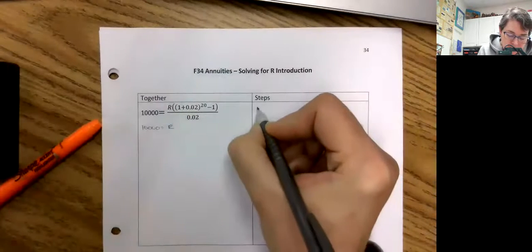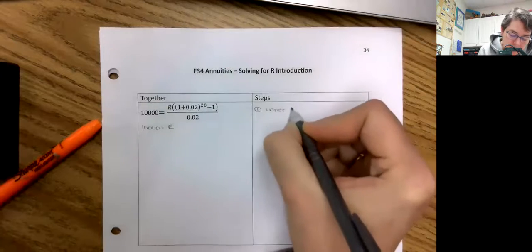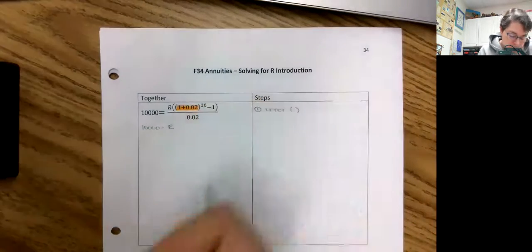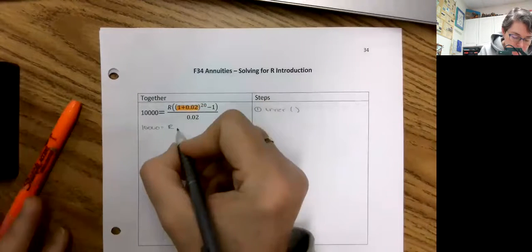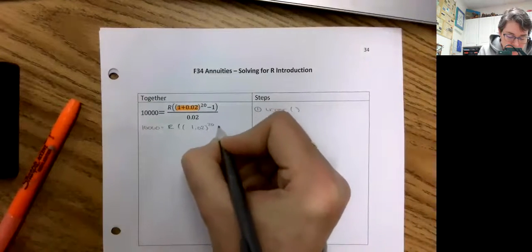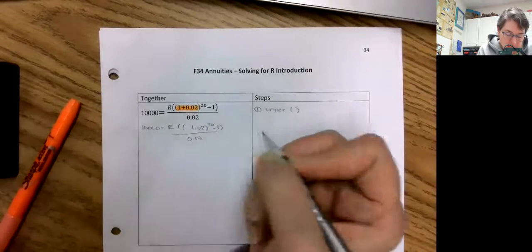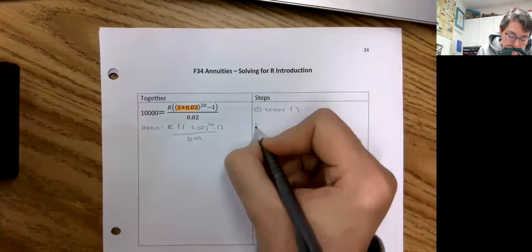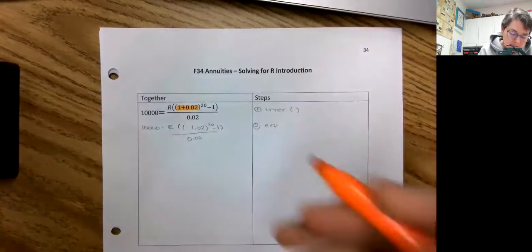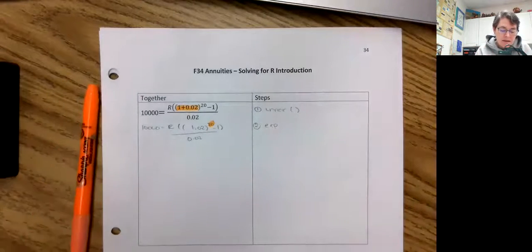So I've got the steps in here. Step 1: simplify inside your brackets. Bracket 1.02 to the 20th minus 1, over 0.02. And then step 2 is my exponents. We're still trying to get rid of the stuff inside our brackets.